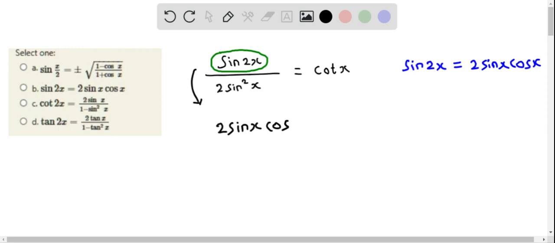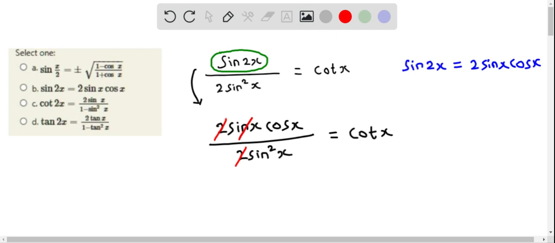So I replace this sine 2x as 2 sine x times cosine x, and in the denominator we have 2 sine square x, so it will be 2 sine x cosine x divided by 2 sine square x. On the right side we have cotangent x. We now simplify the left side expression. We cancel this 2 and 2. Also this sine x, we can reduce this sine squared x. This power will get reduced by 1.